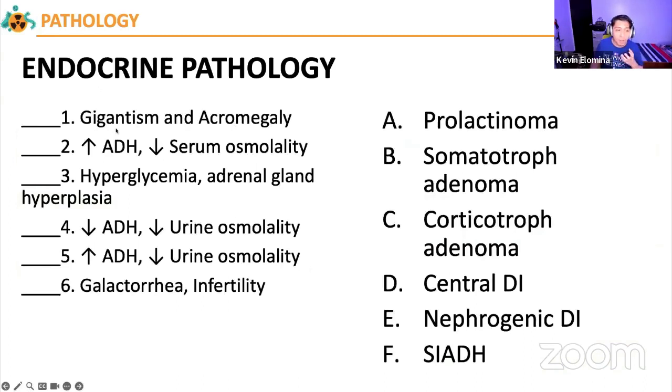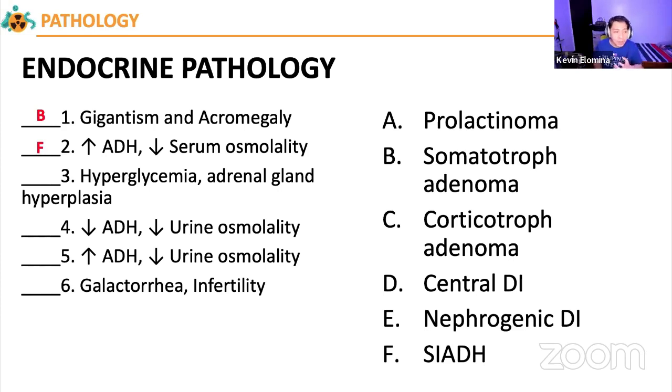If you present with gigantism and your acromegaly, ano kaya dyan? It's your growth hormone, so your somatotroph adenoma. Now, if you have a posterior pituitary syndrome, that you have your increased ADH, no? And when you have your increased antidiuretic hormone, you don't diurese, no? And therefore, meron kang water retention, kaya bumababa yung serum osmolality mo. So that is your SIAD, okay? That is your syndrome of inappropriate ADH secretion.